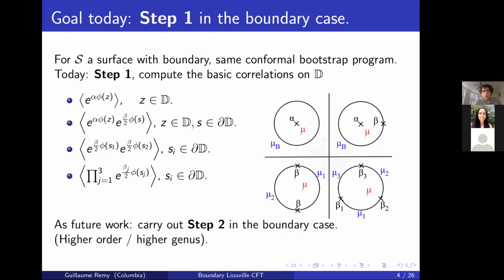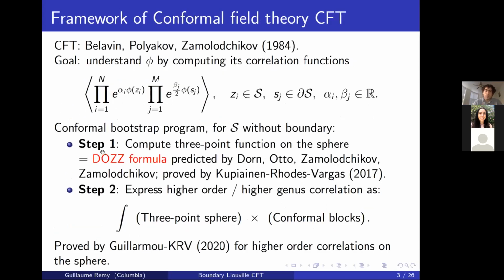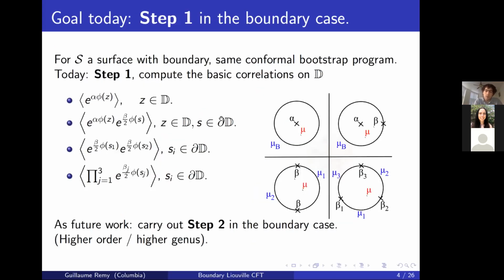And at the level of probability, the goal of the talk today is to solve step 1. The next slide is going to explain what the probabilistic definitions of these correlations are, but I'm still motivating the program. Step 1 is the analog of the DOZZ formula, the most basic correlation when you have a boundaryless surface. And when you have a surface with boundary, the most basic correlations we want to compute are on the disk.